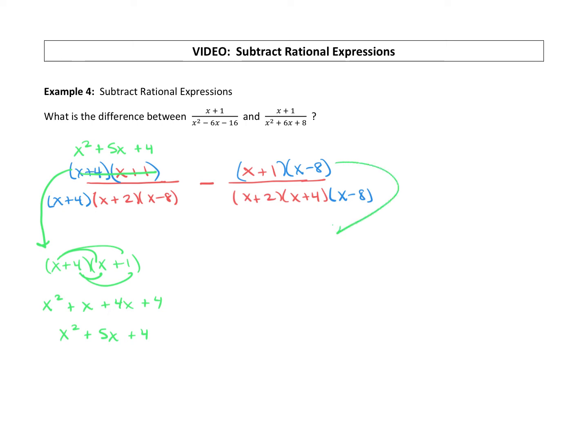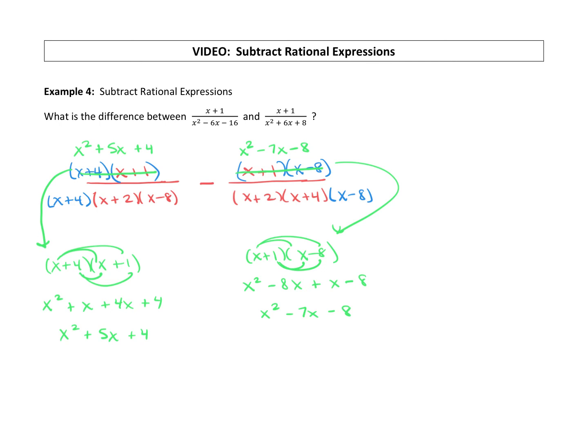Let's do the same thing with this other numerator. We have an x plus 1 times x minus 8. Distribute your x, we get x squared. Watch out for your signs. That's an x times a negative 8, so minus 8x. 1 times x is positive 1x, and 1 times negative 8 is a negative 8. Combine your like terms, we have x squared minus 7x minus 8. We can cross off that numerator and replace it with its standard form, x squared minus 7x minus 8.